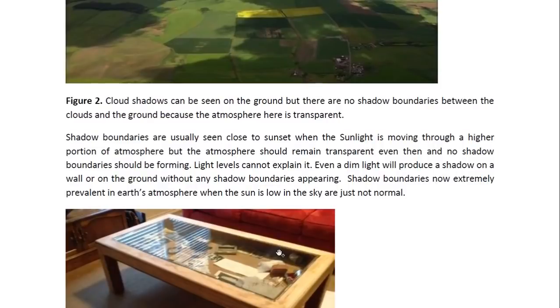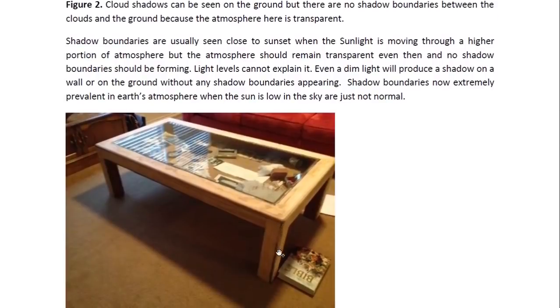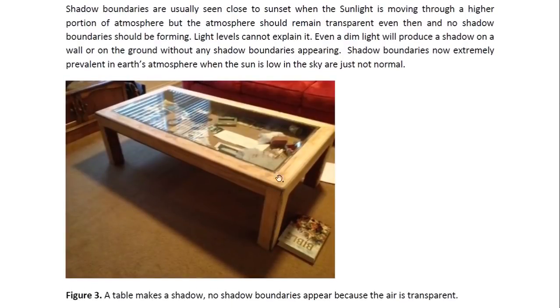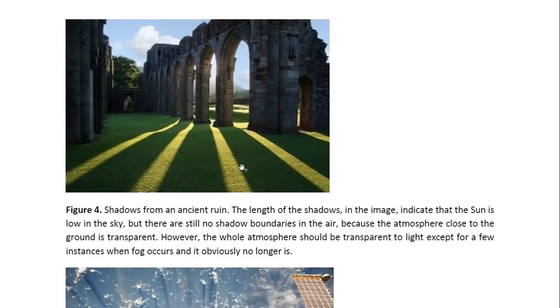Shadow boundaries are now extremely prevalent in the Earth's atmosphere when the sun is low in the sky and are just not normal. You can see this shadow formed by this table inside the room. There are no shadow boundaries because the atmosphere here is transparent. Now here we see shadows from an ancient drawing. The length of the shadows in the image indicate that the sun is low in the sky, but there are still no shadow boundaries in the air because the atmosphere close to the ground here is transparent.